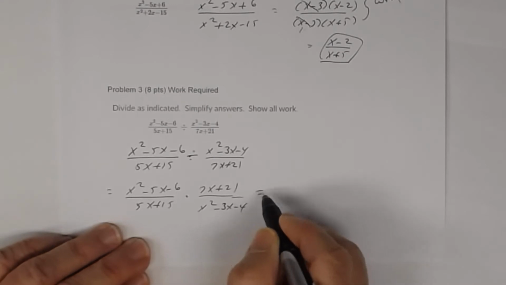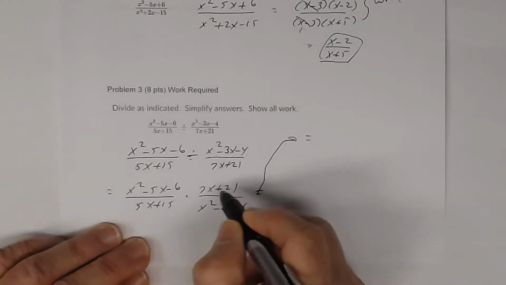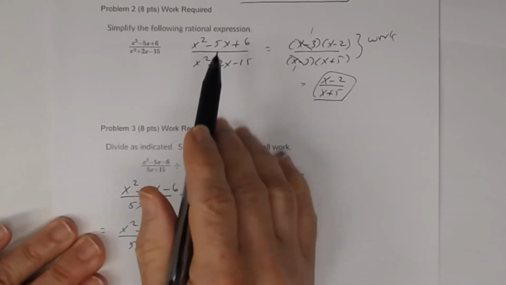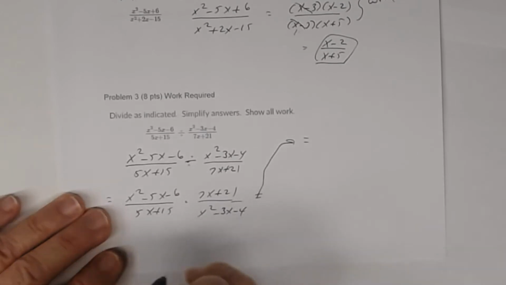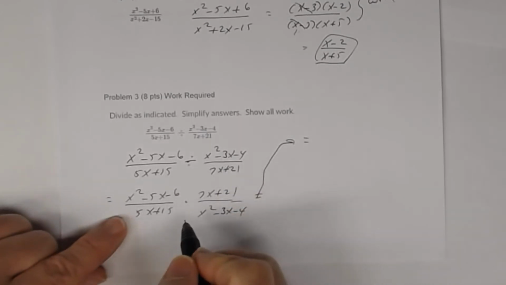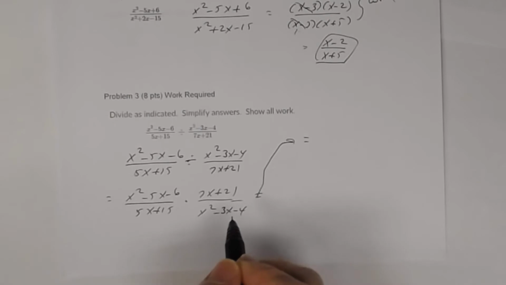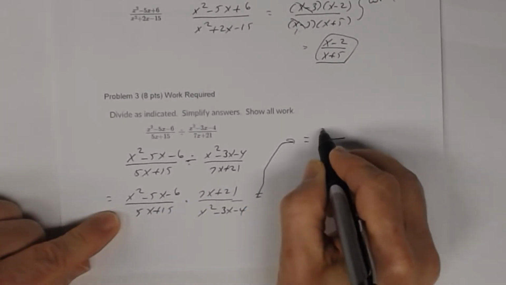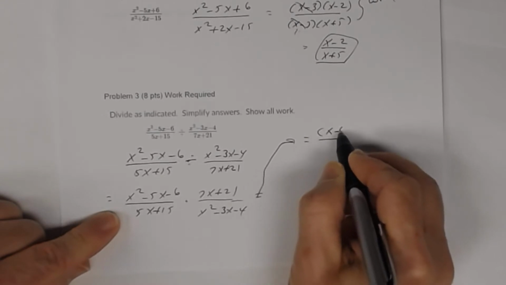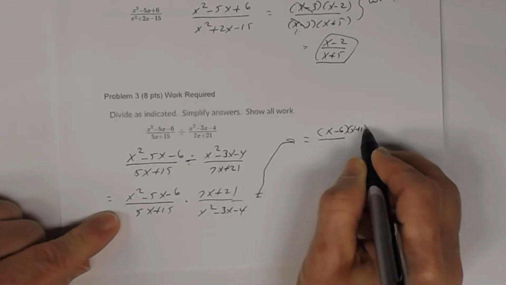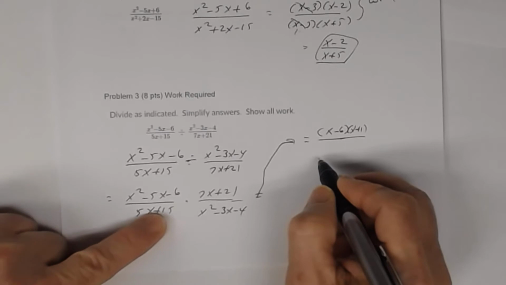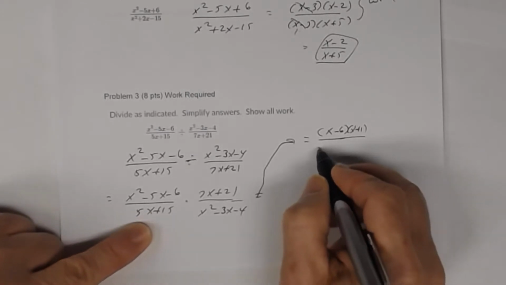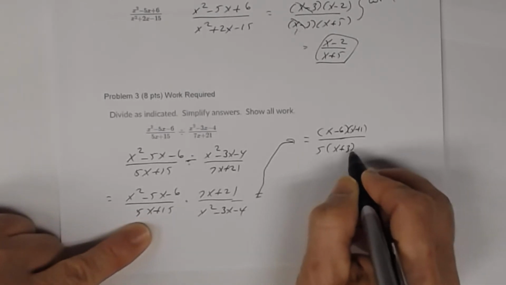Okay, then I'm going to go ahead and write this here. Then we're going to factor, just like we did here. You're going to factor all the numerators, all the denominators if possible. And in all of these, you can factor. So in the first one, I can factor this as two binomials. So I get x minus 6 times x plus 1. The denominator I can factor out a 5. The GCF here is 5. So it's 5 times x plus 3.